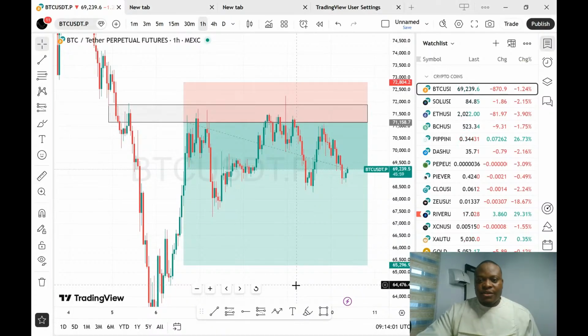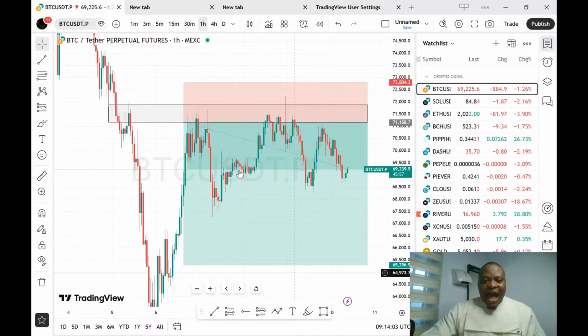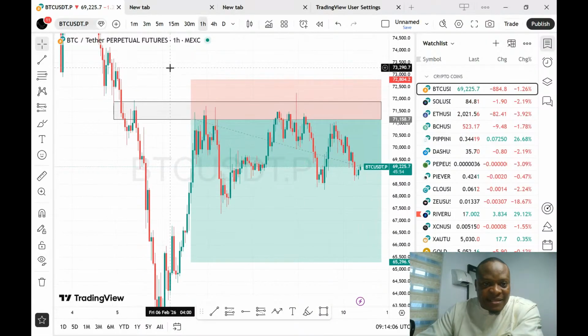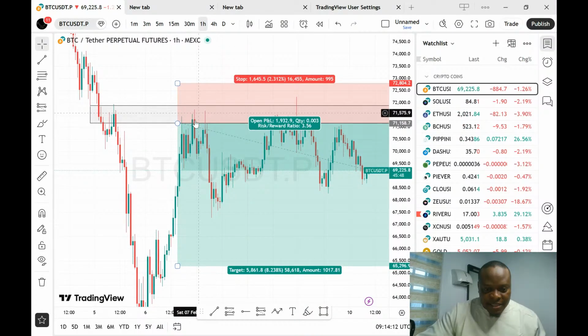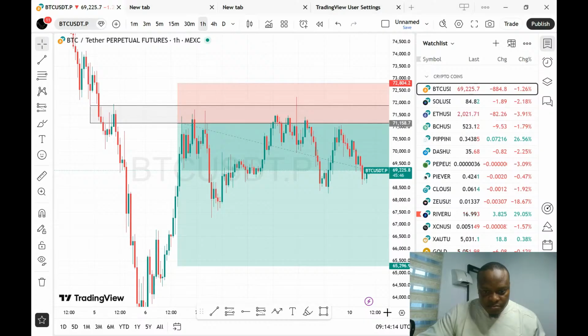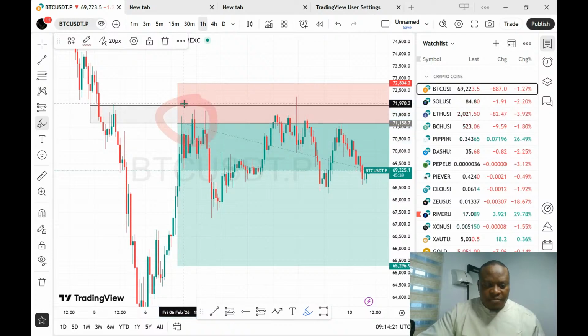Now, this was what happened. I sent this BTC setup on my Telegram channel 3 times. Now, the first time was at this point. This was the first time.